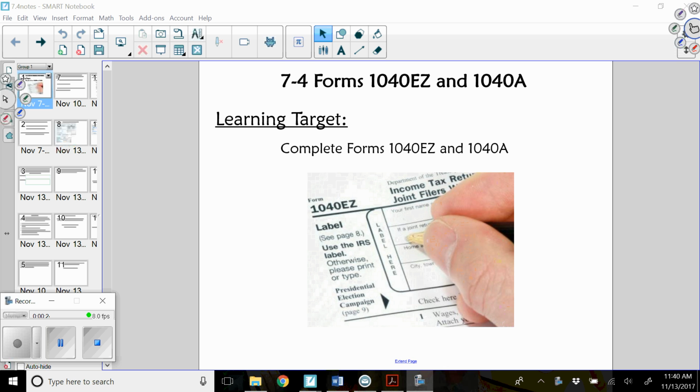So we are going to look at filling out tax forms today. We're going to do the 1040A and the 1040 Easy today. Then we'll look at the longer 1040 form that you fill out for taxes, probably Wednesday or Thursday of this week. Fair enough? Okay. So what we're looking at first, filling out form 1040 Easy. We're going to do that one first.